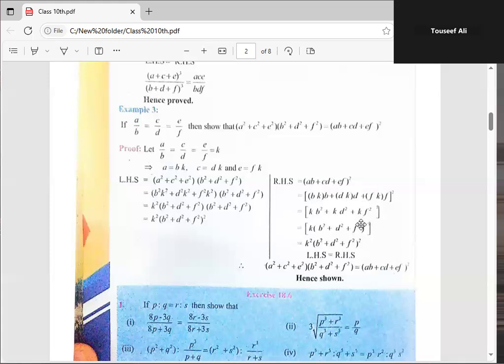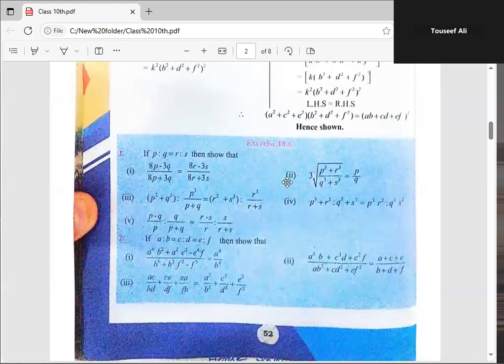So this whole square is on k, and this b square plus d square plus f square also. So by separating this square on k, it becomes k square into b square plus d square plus f square whole square. This is the solution of the right hand side. Now see, the solutions of the left hand side and right hand side are equal. So hence we have shown that these two equations are equal to each other.